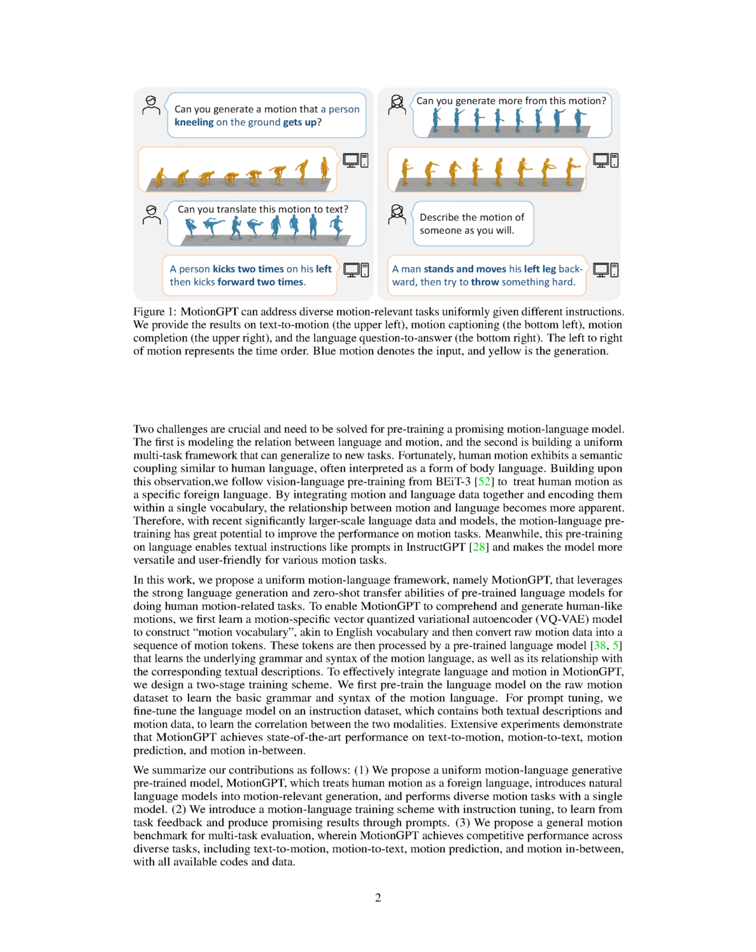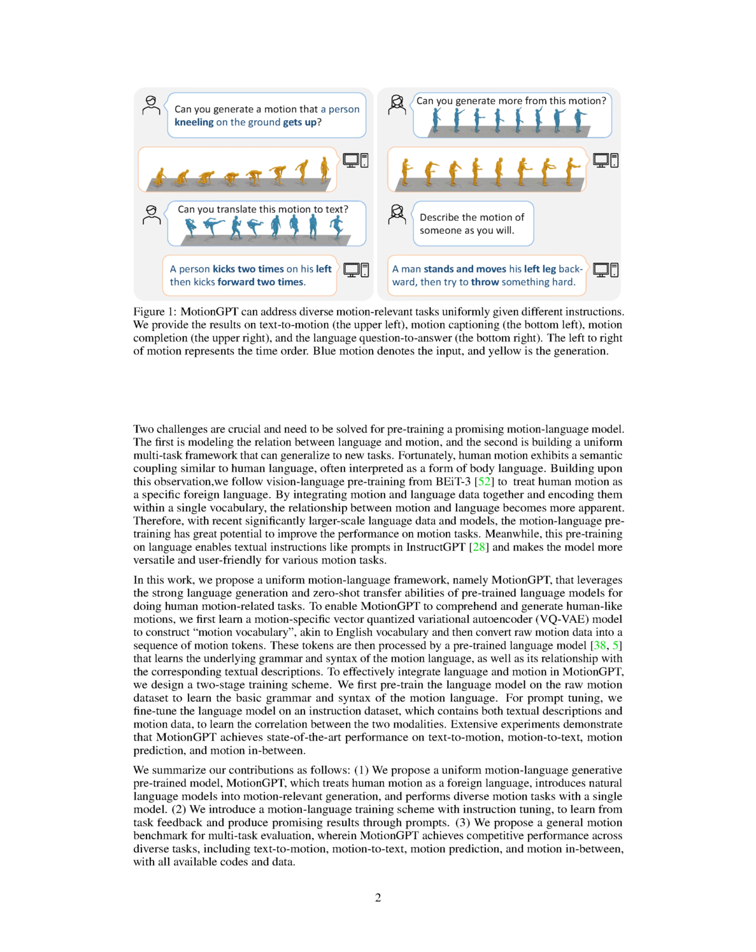There are two main challenges in pre-training a promising motion-language model. The first is modeling the relationship between language and motion, and the second is creating a uniform multitask framework that can be generalized to new tasks. Human motion, like human language, tends to have semantic links, which can be viewed as a kind of body language. Building on this insight, we draw from the Vision Language Pre-Training Model BATE-3 to consider human motion as a unique foreign language. By bringing together motion and language data and coding them within a single vocabulary, the relationship between motion and language becomes more clear.